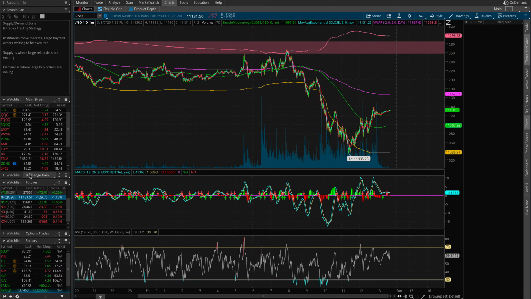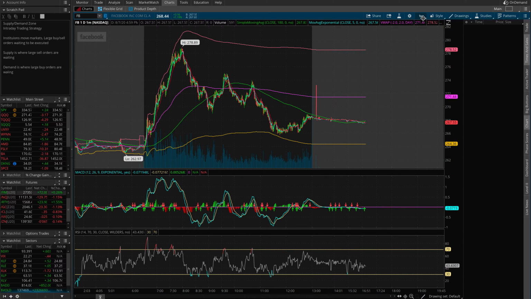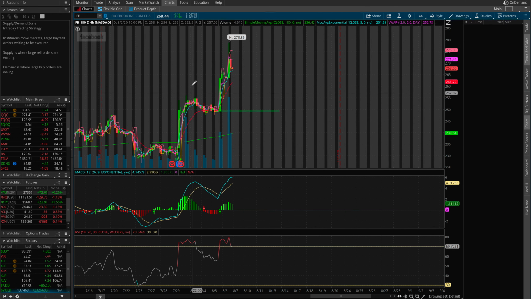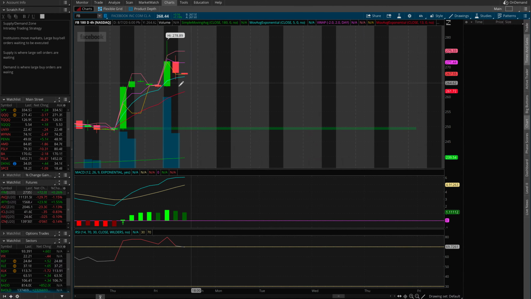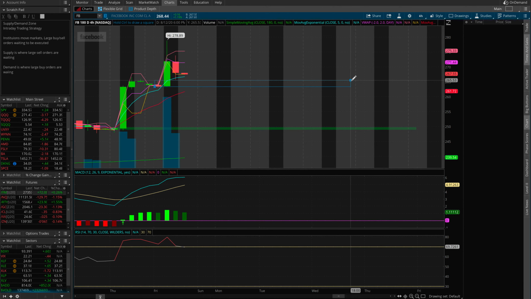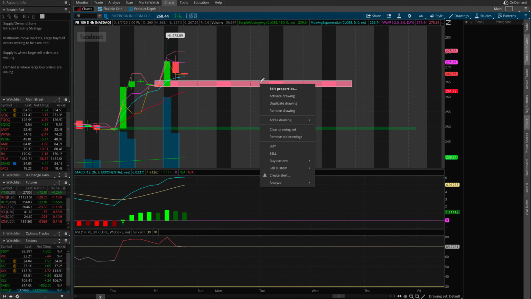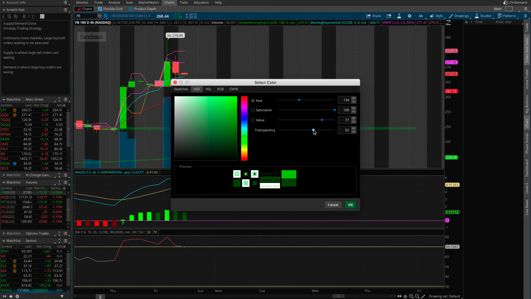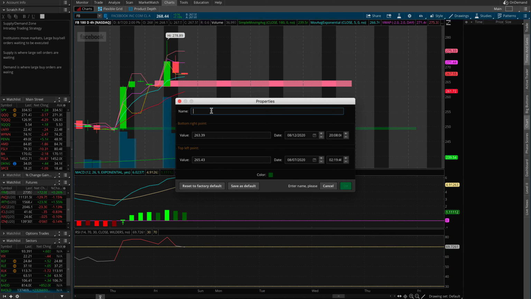So that's the supply, and then I'll just show you an example on Facebook. Facebook had these massive push-ups last week. So I already drew one right here. Here's the demand zone. Just to show you an ETF, a future, and then here's a regular stock. You just go to the top and edit the properties, green. I know it looks tedious, but you just got to do it. It's worth it.